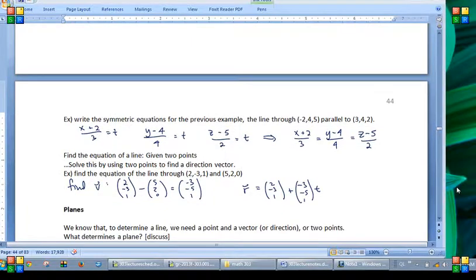Next, planes. Okay. So to determine a line, we need a point and a vector, which is the same as saying a direction. Or 2 points, which we can use to give us a vector. In 3-dimensional space, what determines a plane?